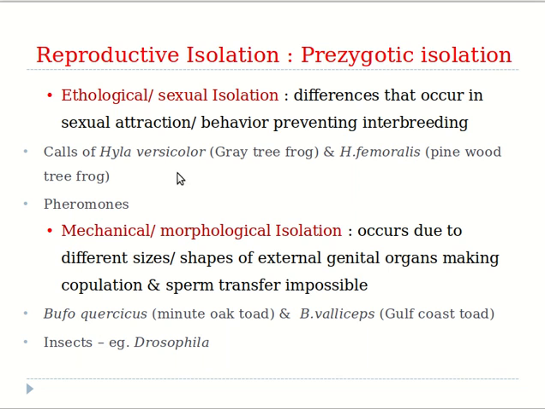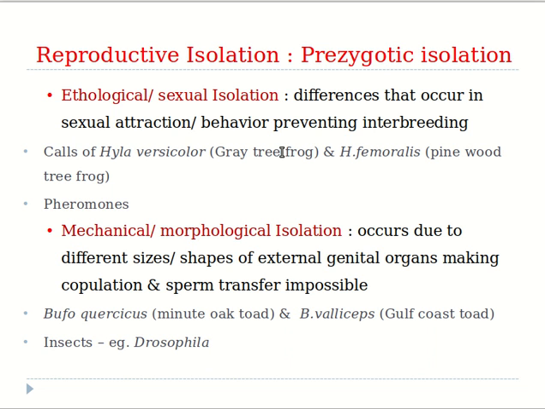The third one is ethological isolation or sexual isolation. In some cases breeding is possible but does not occur due to the absence of sexual attraction between females and males of different species. For example, the two species of frog, Hyla versicolor and Hyla femoralis. Interbreeding is possible here, but naturally it never occurs. It is because the courtship behavior and all the behavior aspects associated with breeding are different.